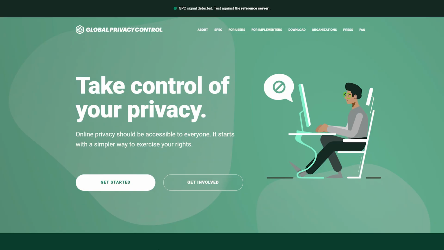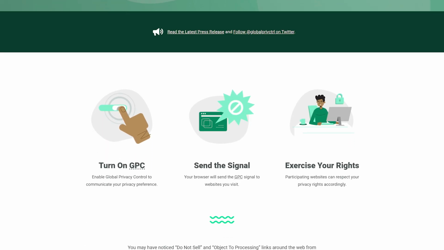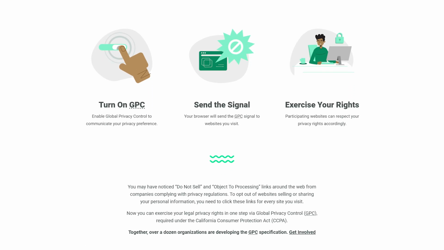GPC is a technical standard in development since 2020 to make it easier for individuals to exercise their privacy rights online. It allows users to configure their browser or a browser extension to send a GPC signal to every website that they visit. This signal, transmitted as an HTTP header or a JavaScript variable, informs participating websites that the visitor wishes to opt out of certain types of data processing, particularly the sale or sharing of personal data.